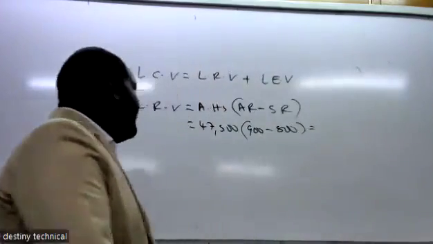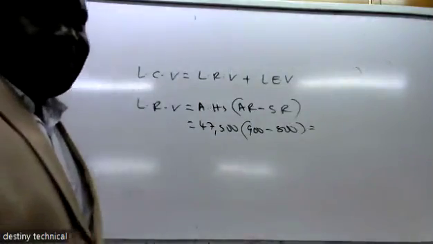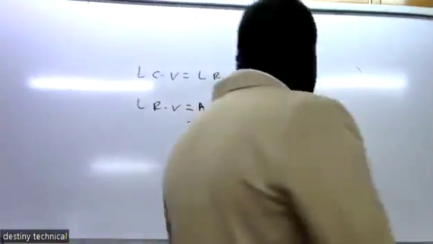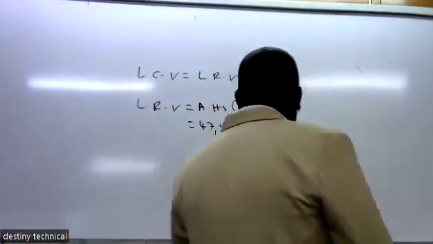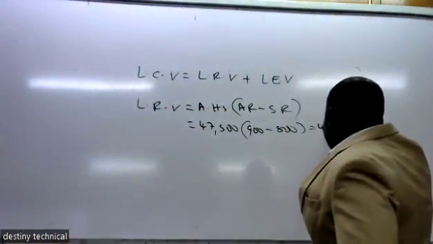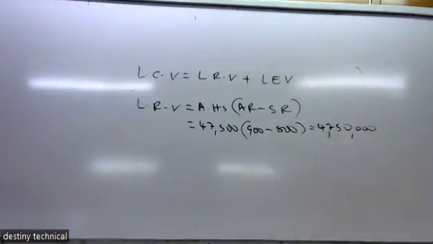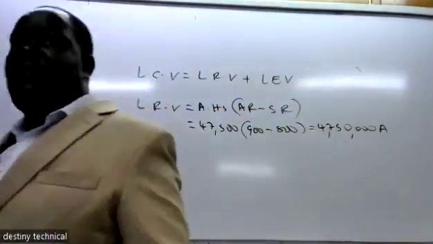It's 4.7 million, which is adverse. This is meant to be the adverse.